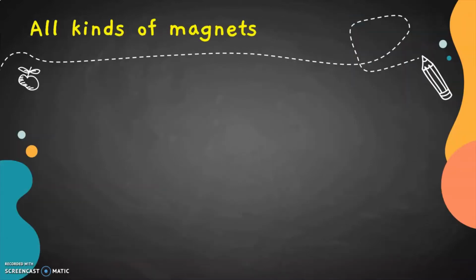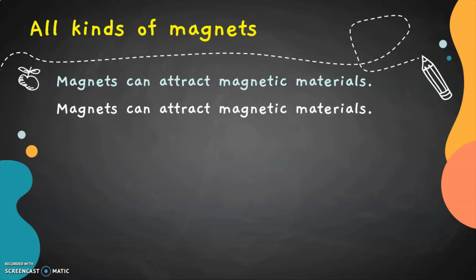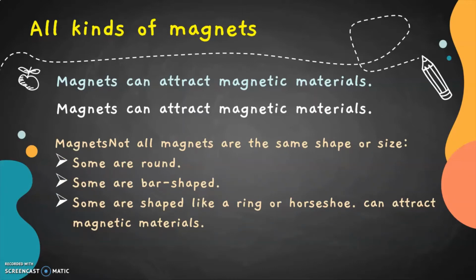All kinds of magnets. Magnets can attract magnetic materials like this. Not all magnets are the same shape or size. Some are round, some are bar shaped, some are shaped like a ring or horseshoe, and they can all attract magnetic material. Magnets are not the same size or shape.